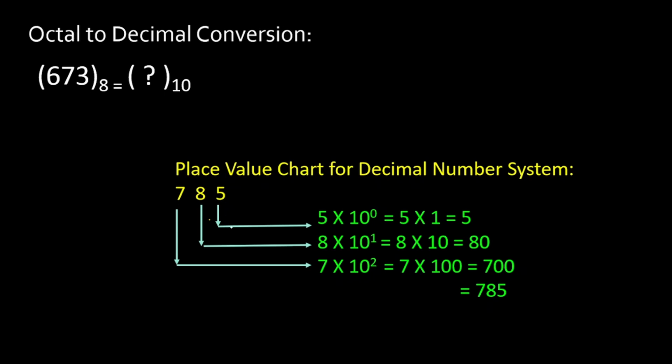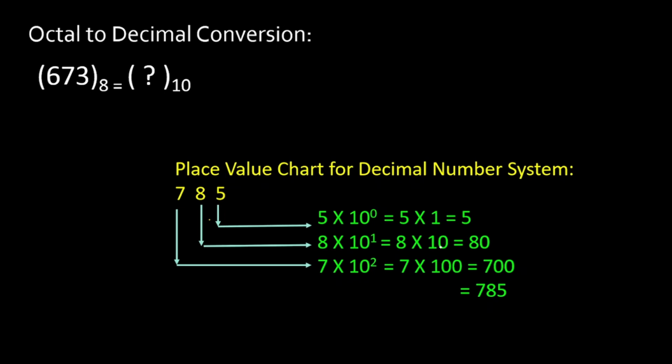So this will be expanded in this way: 5 multiplied by 10 to the power 0. As we are using the decimal number system, the base is 10 over here, and 8 will be multiplied by 10 to the power 1, and 7 will be multiplied by 10 to the power 2, which can be written as 5 multiplied by 1, because any number raised to power 0 is equal to 1. So this 5 will be multiplied by 1, so you will get 5.